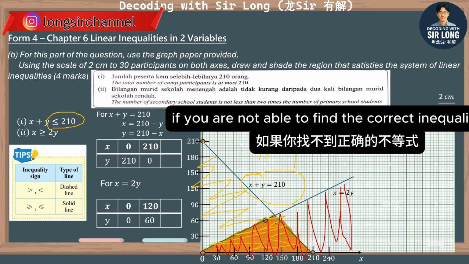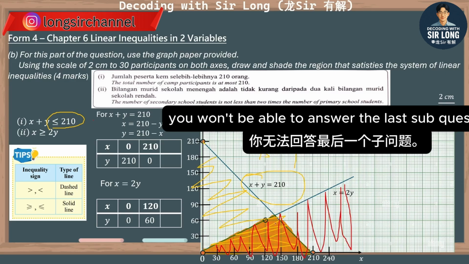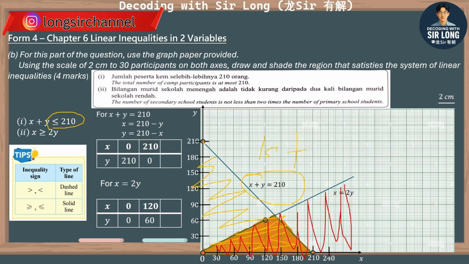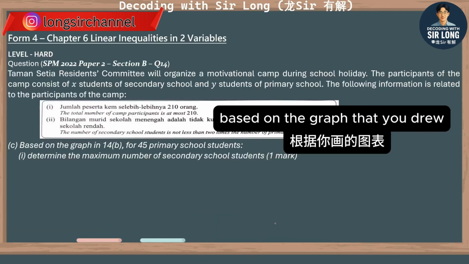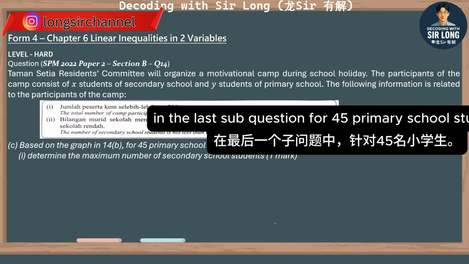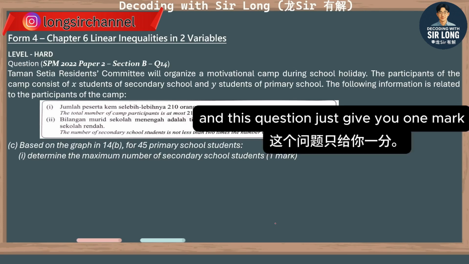Remember, if you are not able to find the correct inequalities and draw the correct graph, you won't be able to answer the last sub question. So remember, this is the whole set of questions. So what about the last sub question? Based on the graph that you drew in the last sub question, for 45 primary school students, please determine the maximum number of secondary school students. And this question just gives you 1 mark.